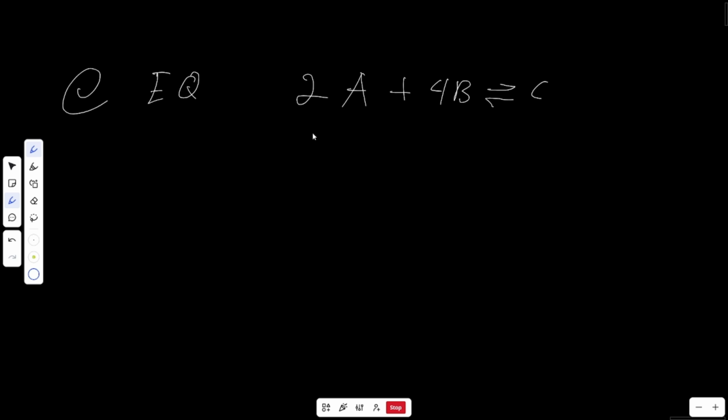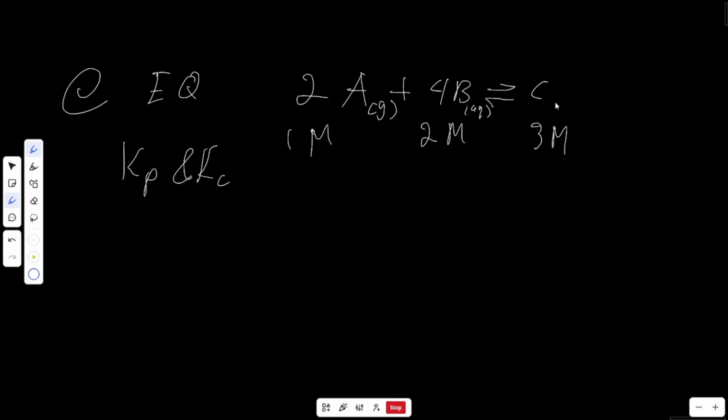Now its concentrations are 1M, 2M, and 3M. And we're looking for Kp and Kc. This is gaseous, this is aqueous, and this is gaseous. Alright, so now just take this imaginary reaction, just for demonstration purposes again. Let's try and find Kp and Kc.